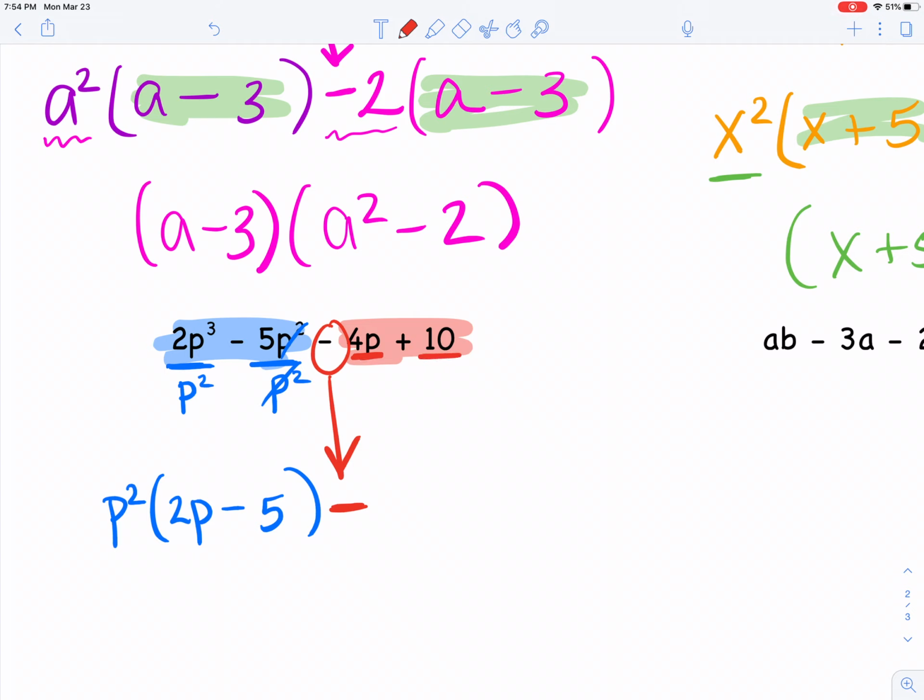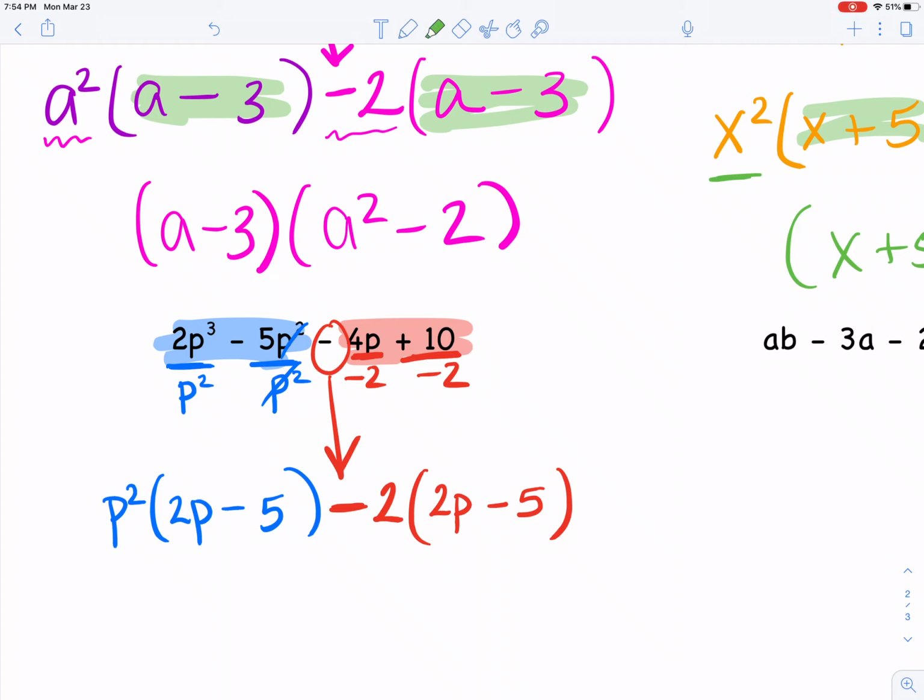4p and 10 could both be divided by 2. When I divide them by 2, though, I have that negative in front that we brought down. That's going to give me positive 2p, because 4p divided by negative 2 is positive 2p. Then I'm going to have positive 10 divided by negative 2 is negative 5.